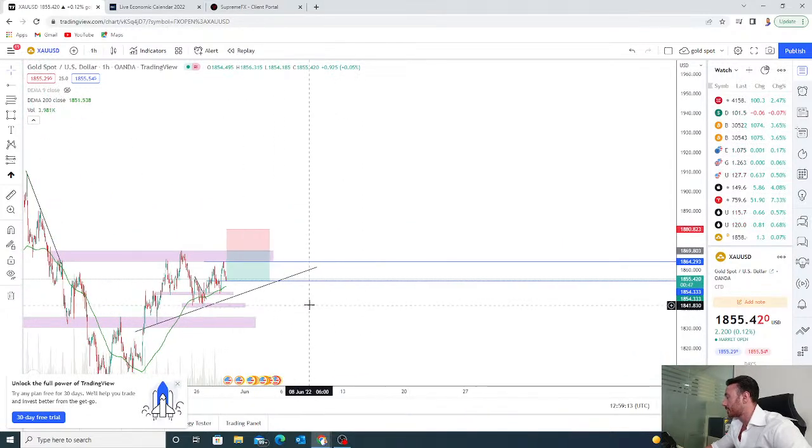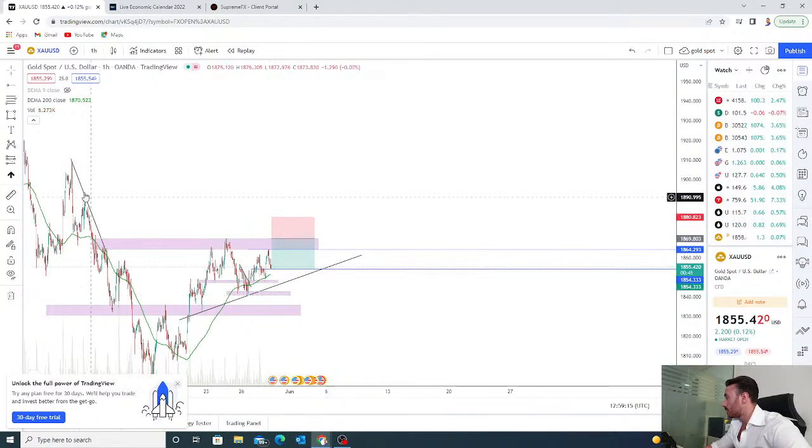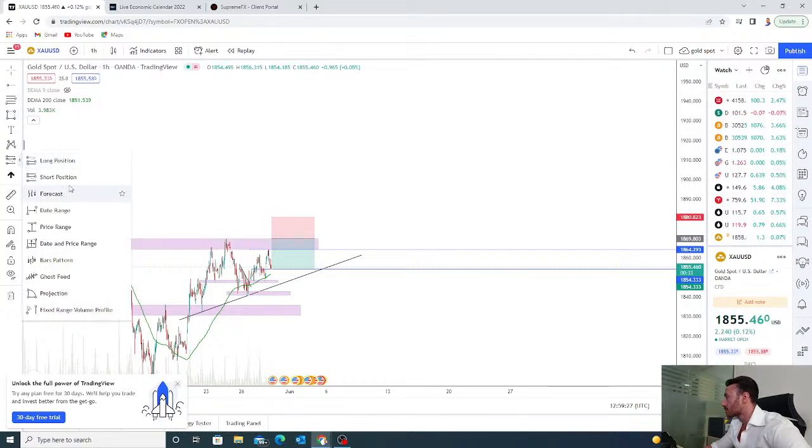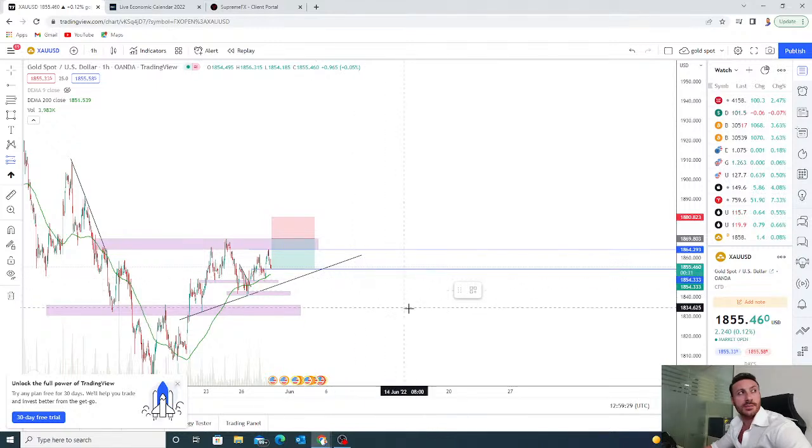And our buying scenario would be, we go for the long position.